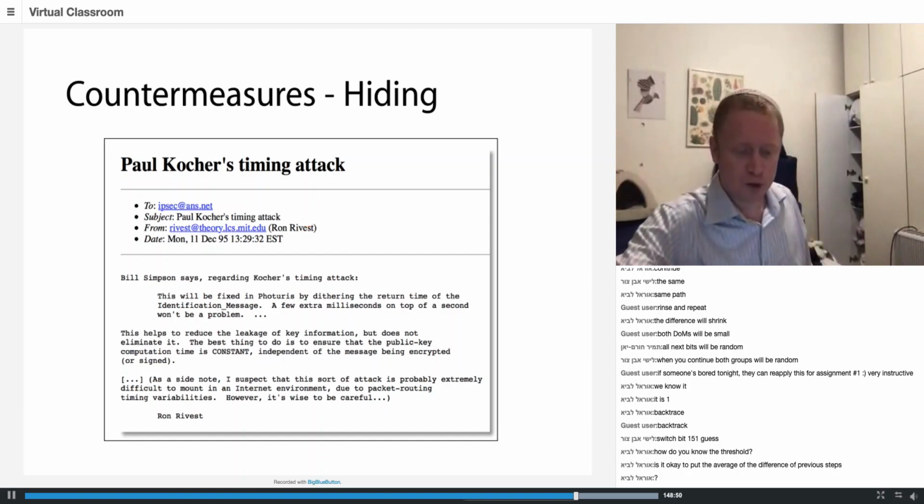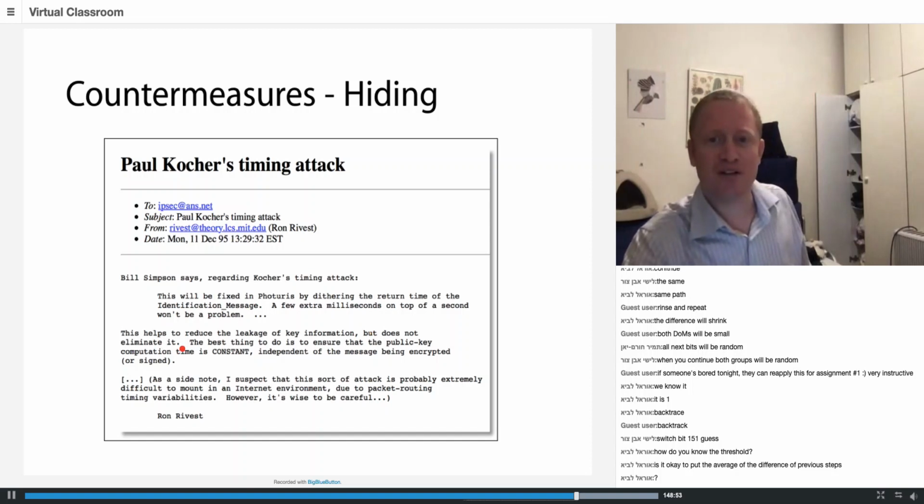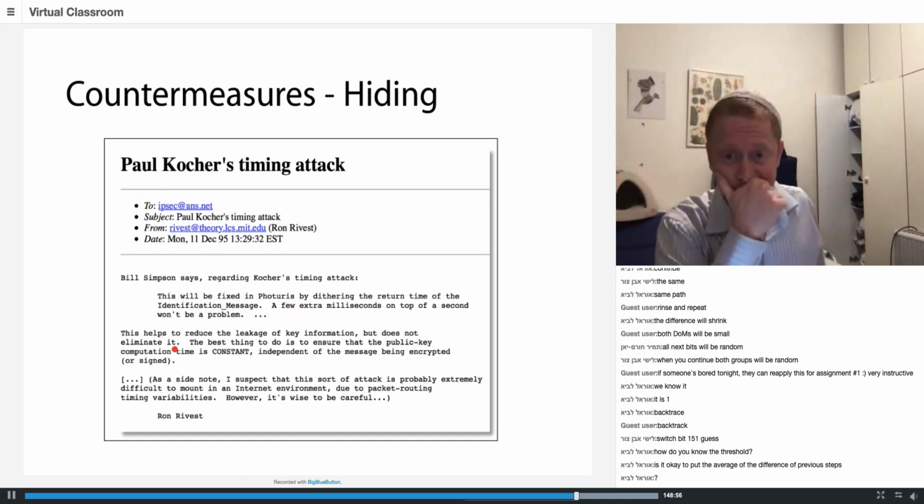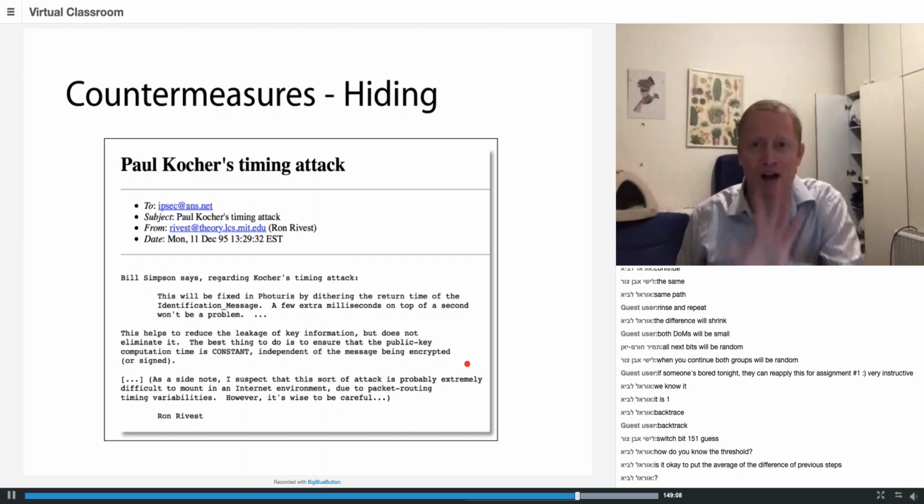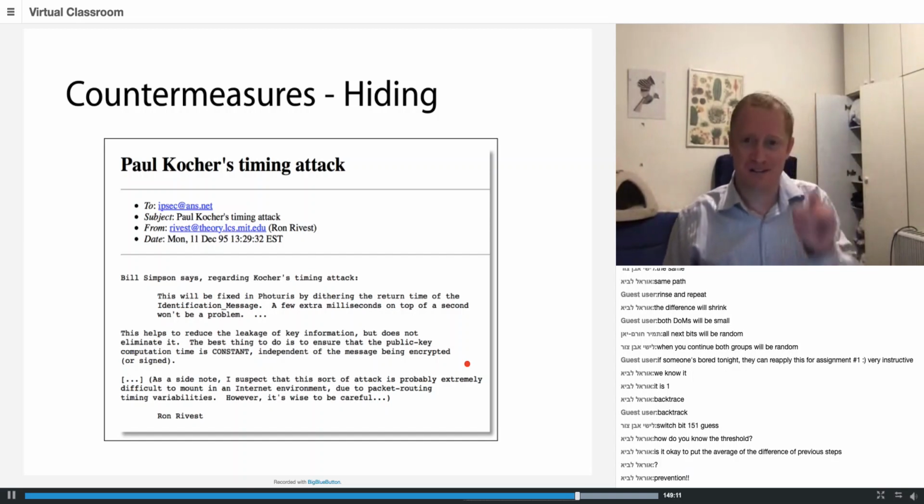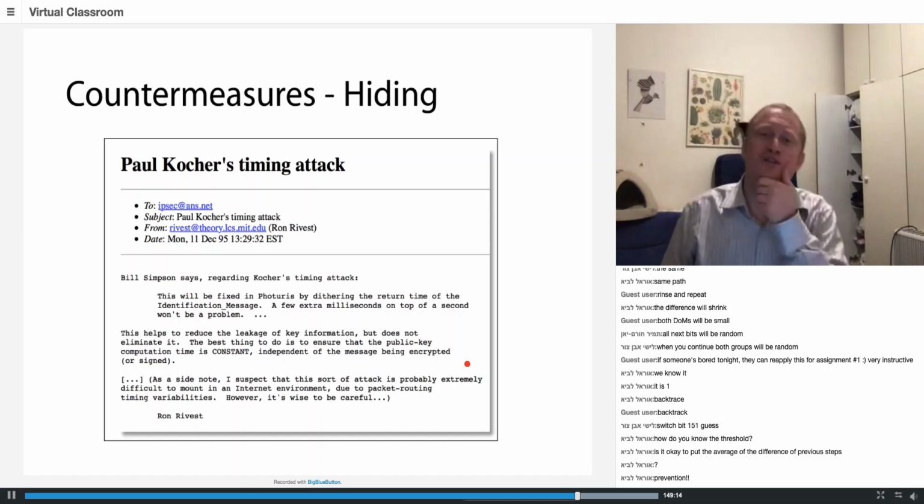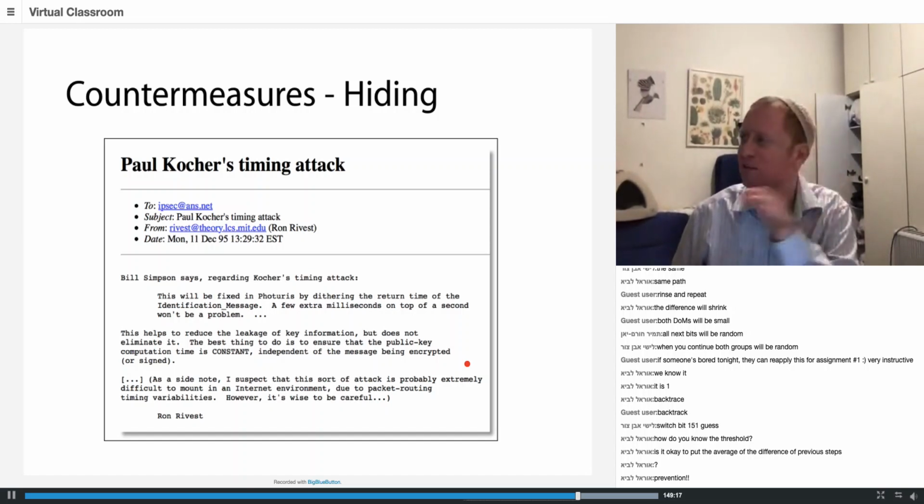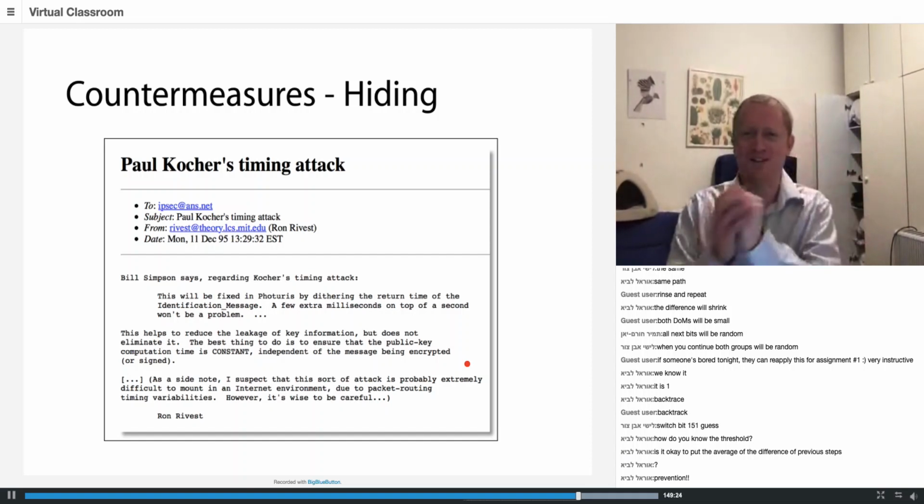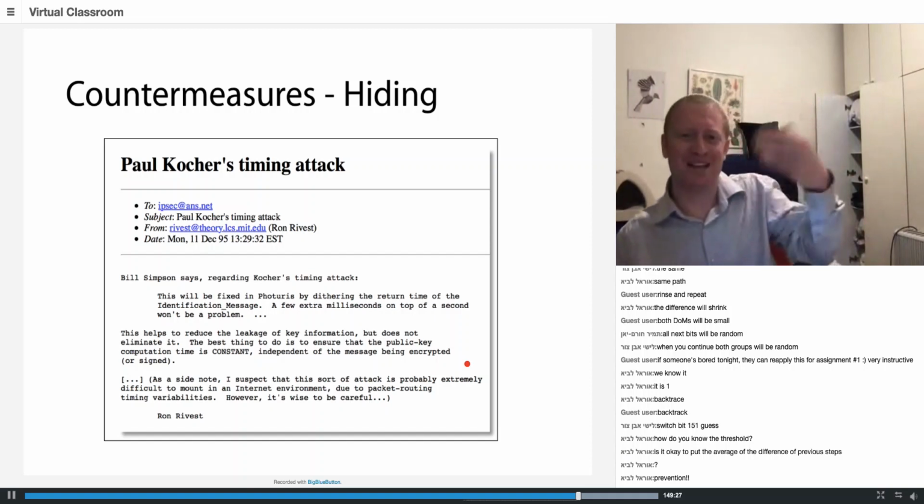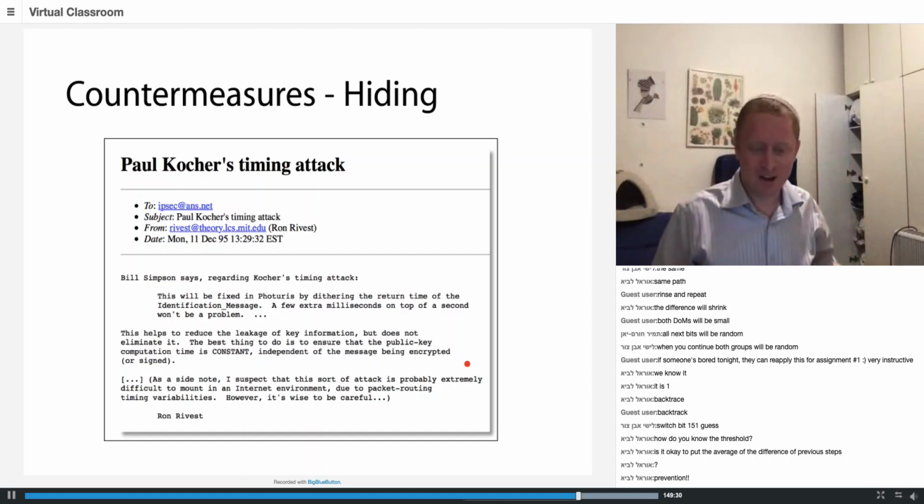This helps to reduce the leakage of the key information, but does not eliminate it. The best thing to do is ensure that public key computation time is constant, independent of the message being encrypted. So you see, we talked about two kinds of countermeasures. There are mitigation countermeasures, and you know there's a nice word in Hebrew now for mitigation because of the epidemic. Mitigation is like social distancing and stuff like that. So mitigation is adding this dithering, but Rivest is saying you have to do prevention. You need to rewrite your code.